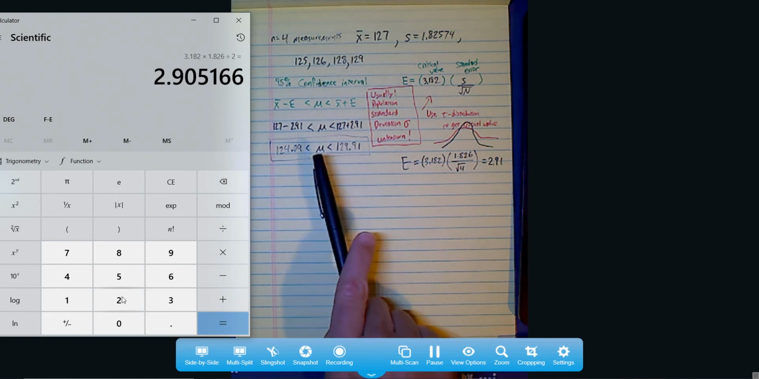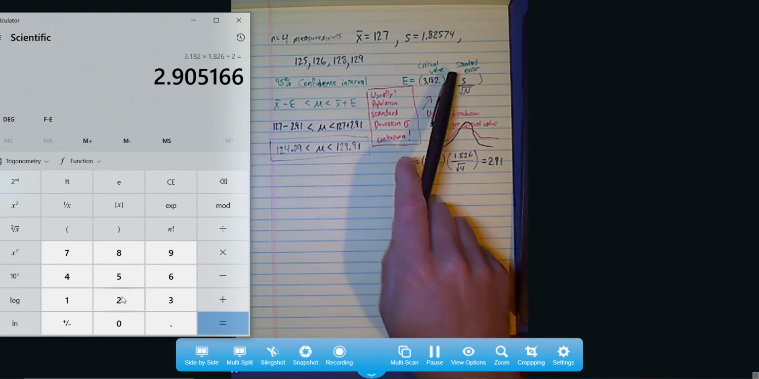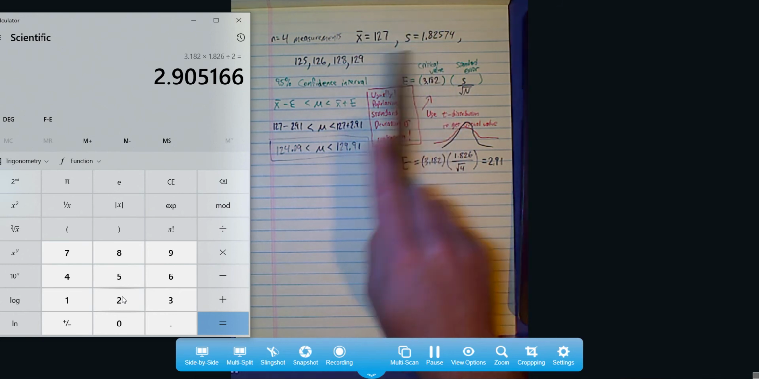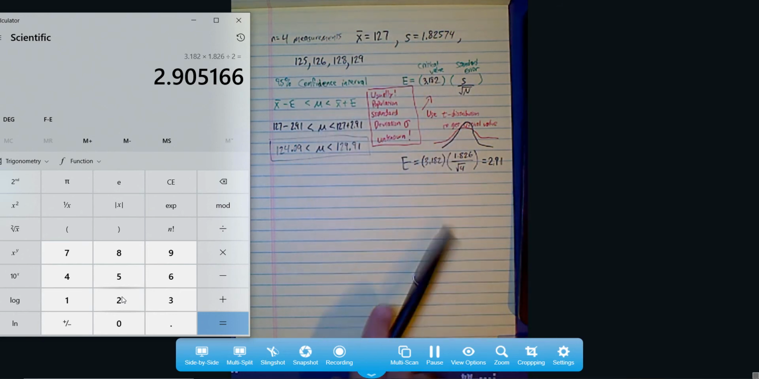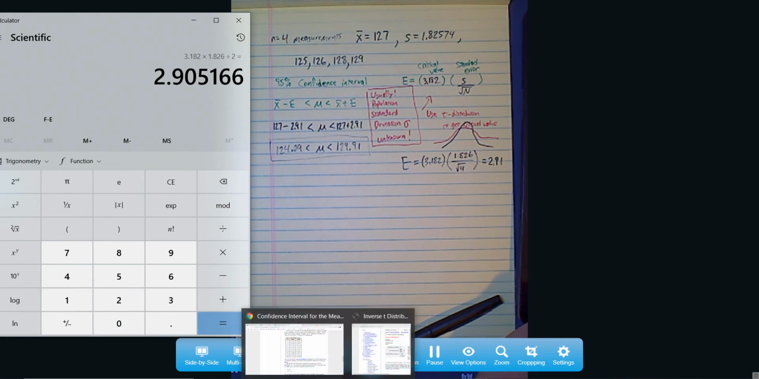And this is more realistic. You're not going to know the population standard deviation, so you can't do sigma over the square root of n. You have to do s over the square root of n in general. S we computed using a calculator. Actually, we used the Google Sheet. Let me go back to the Google Sheet to show you what's going on here.